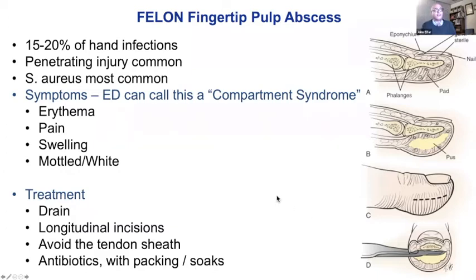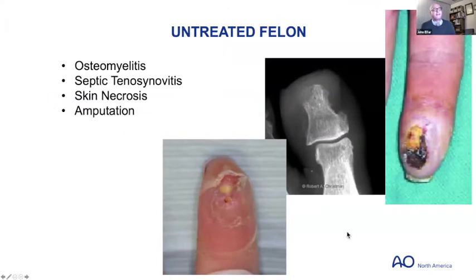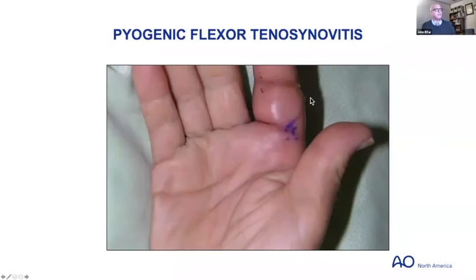If gone untreated, they can be a problem. I was once called to the emergency room with a finger compartment syndrome. This was the actual diagnosis. Untreated felons can go on to chronic problems. I personally haven't seen this, but these are present in textbooks: skin necrosis, and they can result in osteomyelitis and amputation.